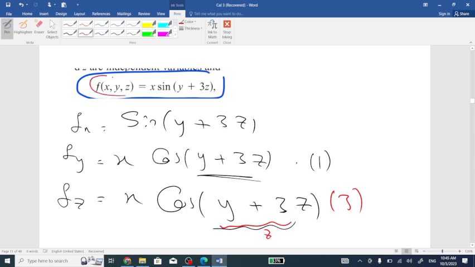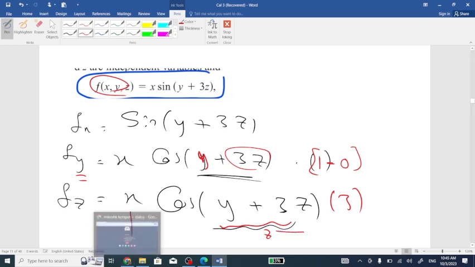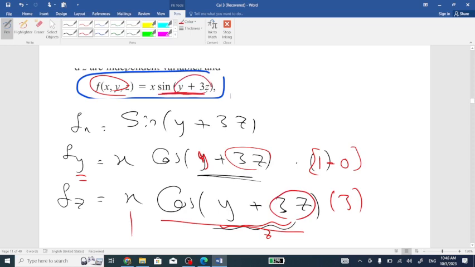If W, then x, y, z are variables and inputs. So taking partial with respect to z, y is a number. Taking partial with respect to y, x is a number, plus 0. The derivative of sine is cosine, and the derivative of the angle is 0 plus 3.